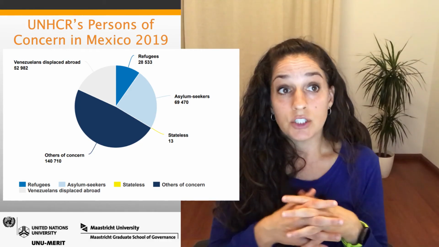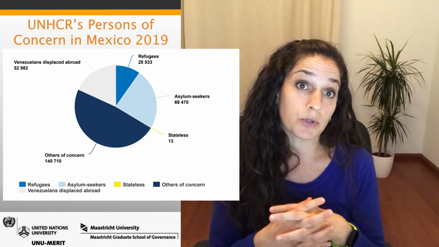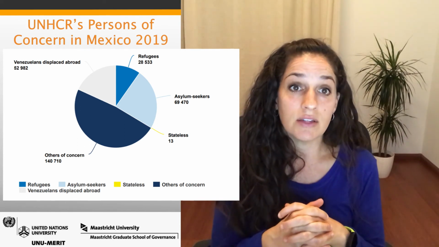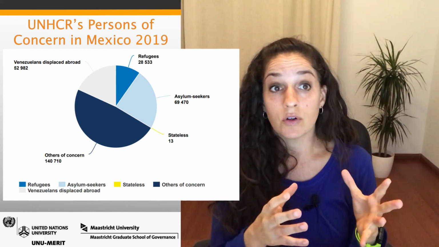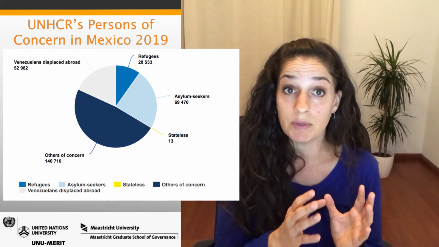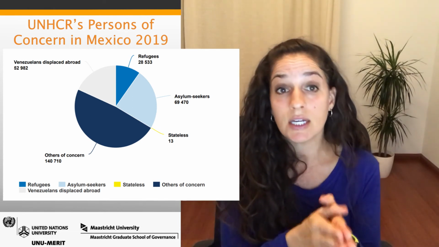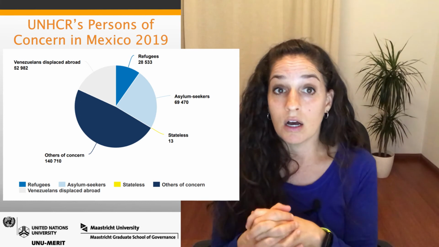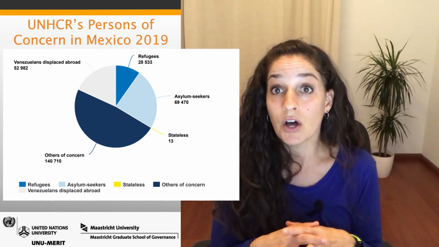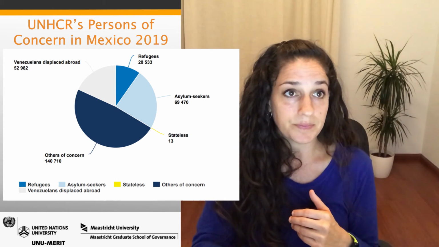Now, as far as UNHCR keeps data, looking at UNHCR's persons of concern in Mexico in 2019, you can see that an important chunk of the people in Mexico at this time were Venezuelans who had been displaced. You also have actual refugees who've received status, and then you had a large number of asylum seekers, some stateless people, and then a large number of others of concern that were based in Mexico at that time.